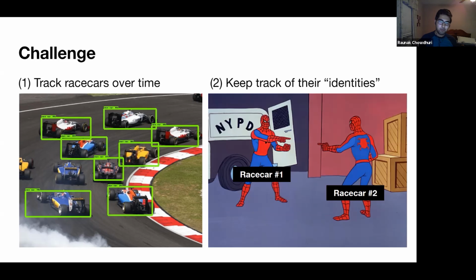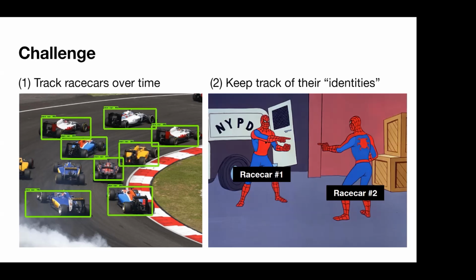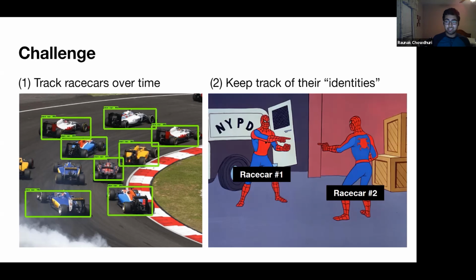Not only do we want to keep track of the identities of these cars while we're watching them in our video, we also want to keep track of their identities if a car leaves the frame and then comes back in frame. We want to know that this is the same car. It turns out that this second part, keeping track of the identities of the vehicles, adds a significantly greater challenge to this whole process. I'll get into more details on how we address that in a bit.